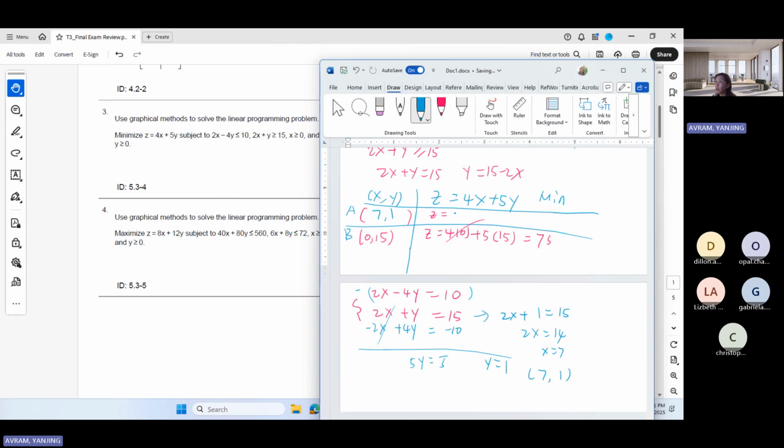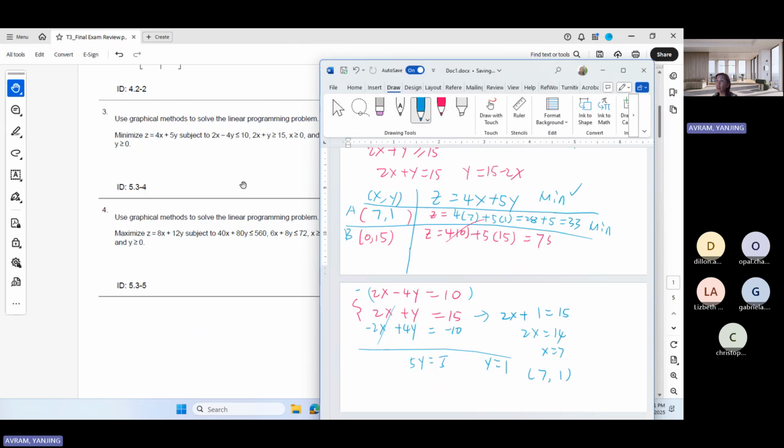So this will be 4 times 7 plus 5 times 1, right? So that is 28 plus 5, which is 33. You want to find the minimum, so this one is the minimum.